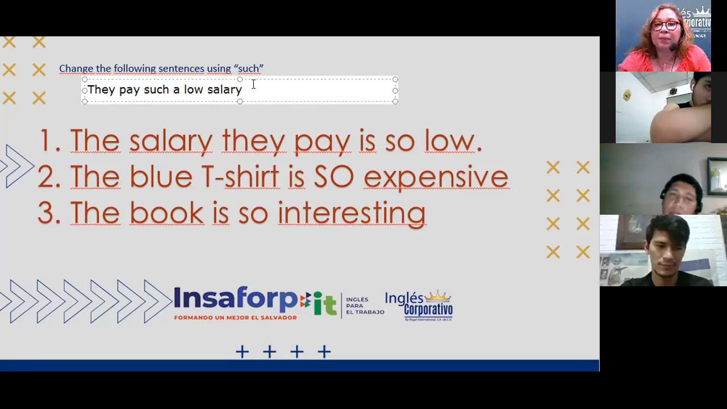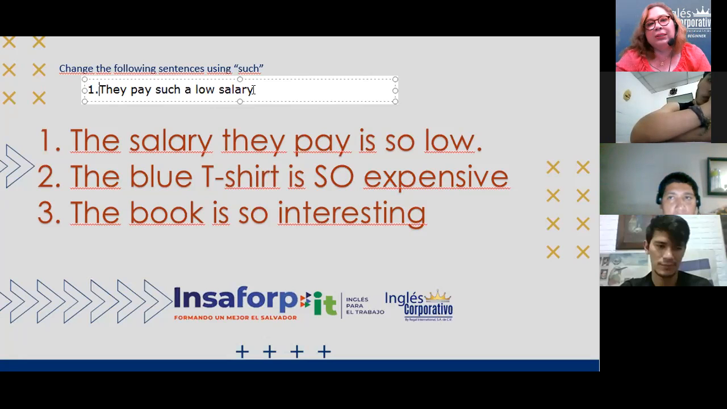Teacher, pero en esa haría falta el to be. Porque veía la estructura, no sé si así es la estructura en el libro. Veo que siempre utilizan el to be. No necesariamente. Okay. Aquí el verbo que estamos usando, el verbo principal es pay. Okay. Así que no necesitamos to be.